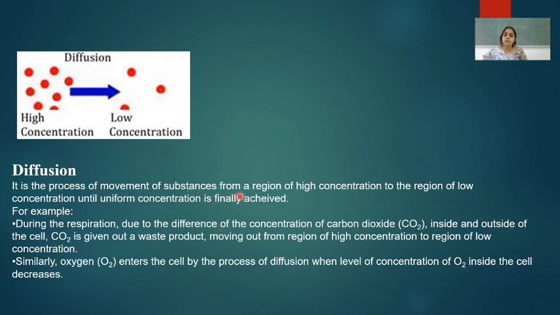It's a process of movement of substance from a region of higher concentration to a region of lower concentration until a uniform concentration is achieved. Example, during respiration, due to the difference of concentration of carbon dioxide inside and outside the cell, carbon dioxide is given out as a waste product, moving from higher concentration to lower concentration.